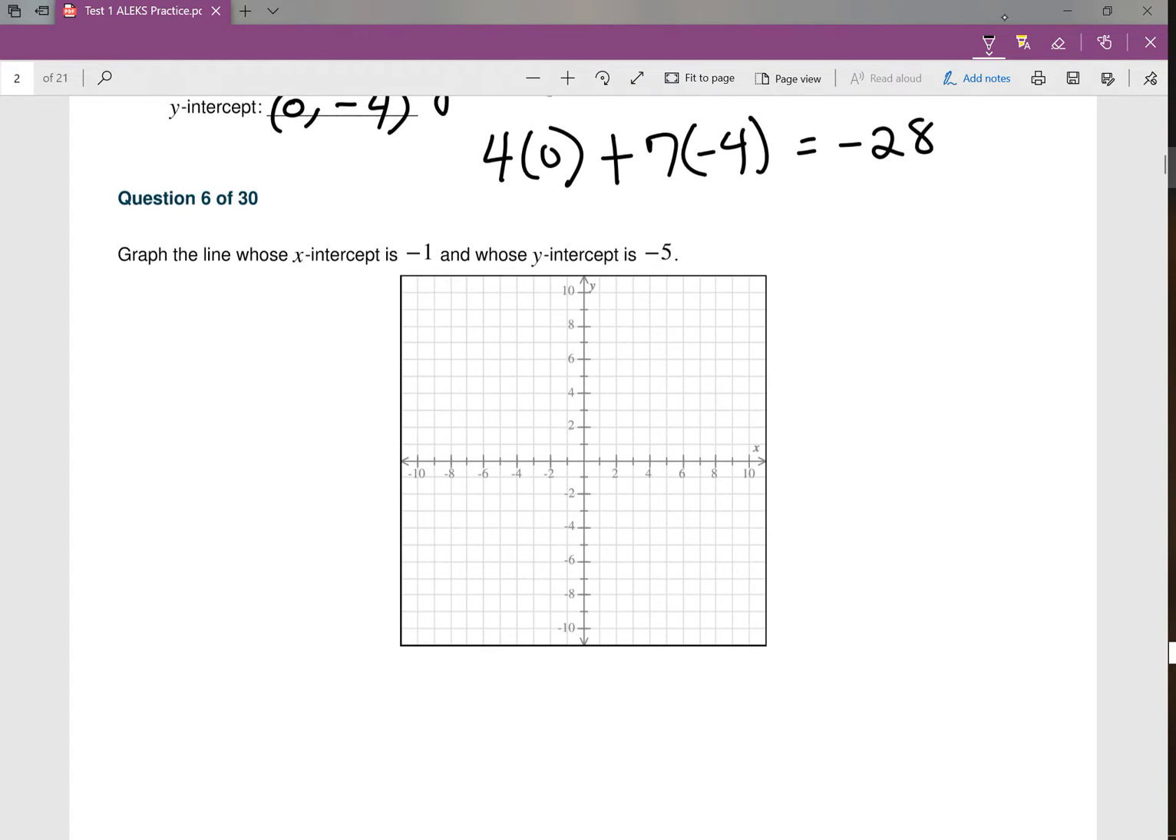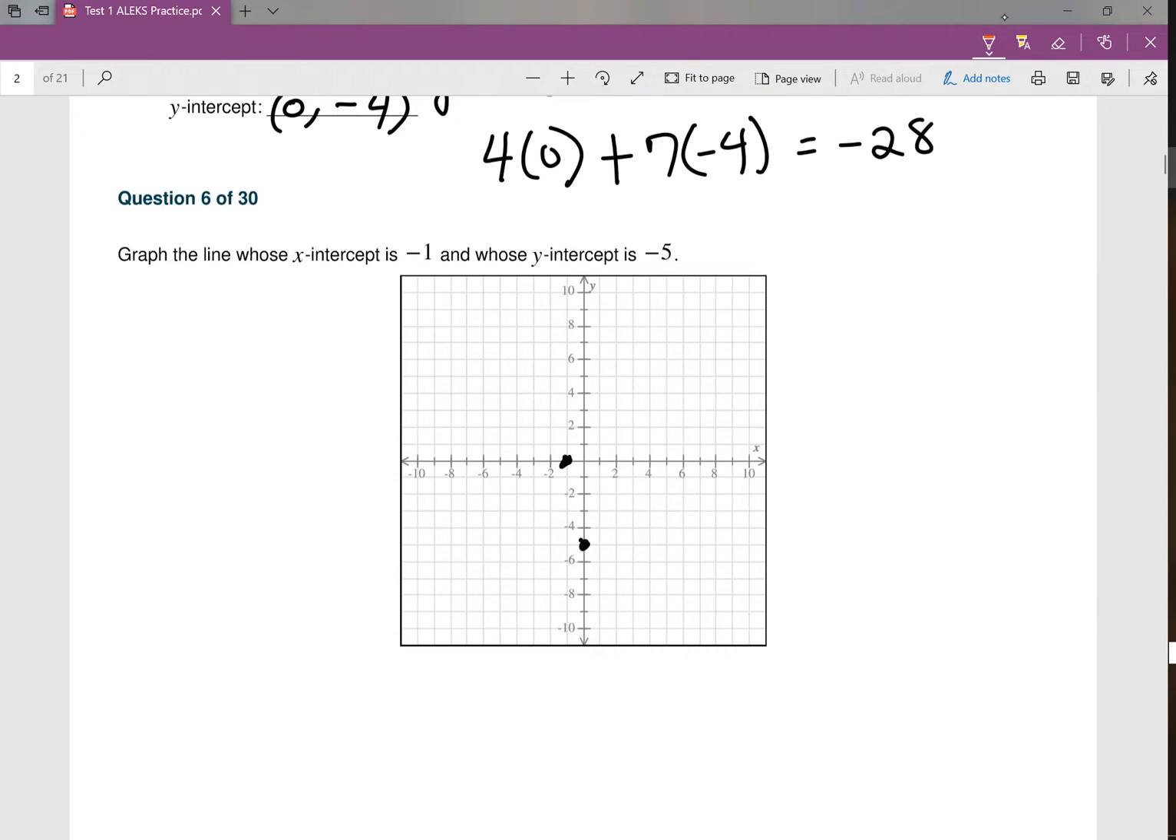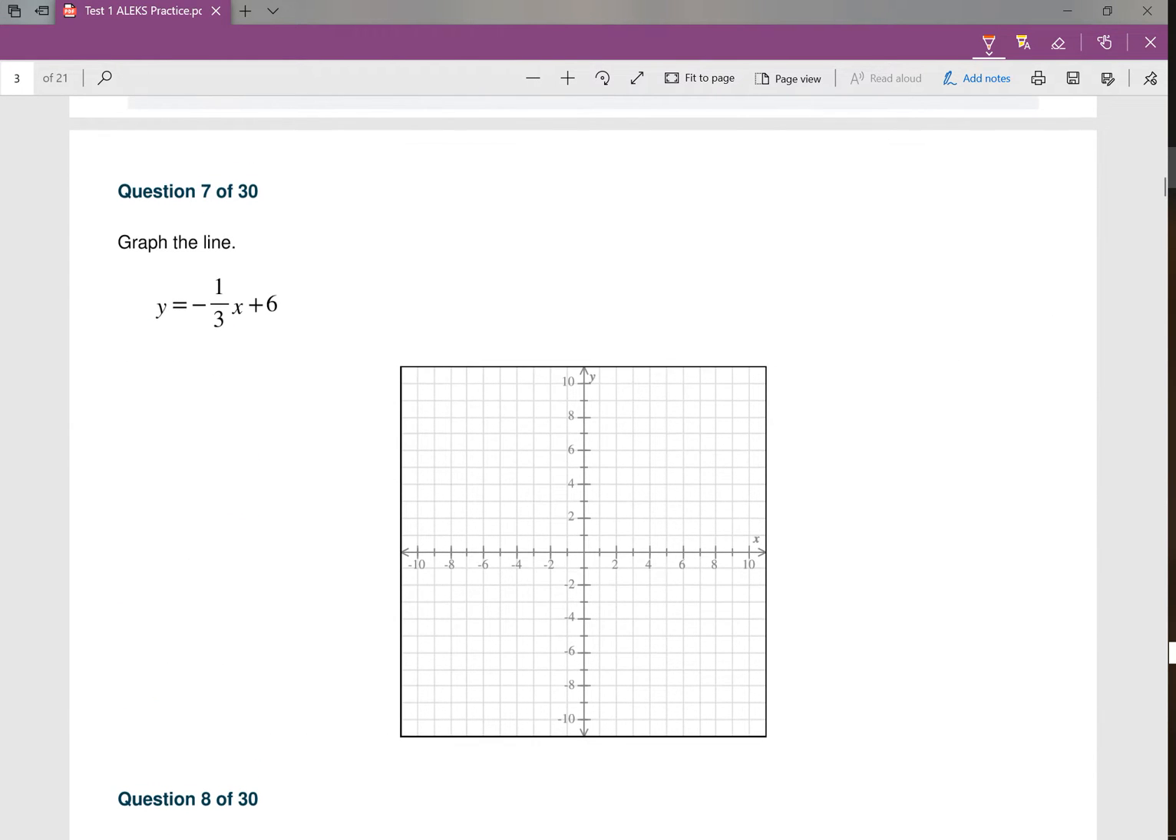Number 6, graph the line whose x-intercept is negative 1. Okay, so when y is 0, x is negative 1. And whose y-intercept is negative 5. Okay, so it's a line. I'm having a hard time getting some of you to understand it. It's not a coordinate point, it's a line. A line has, you connect it this way, and you connect it that way. Yeah? Alright.